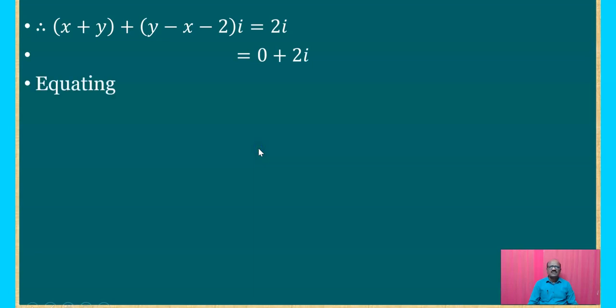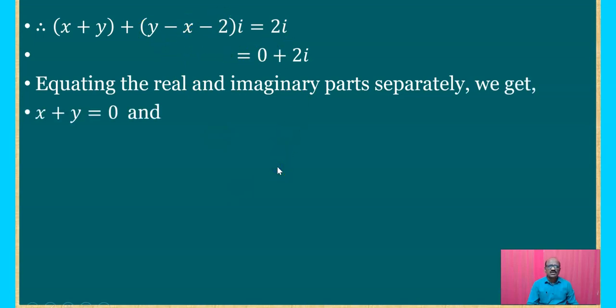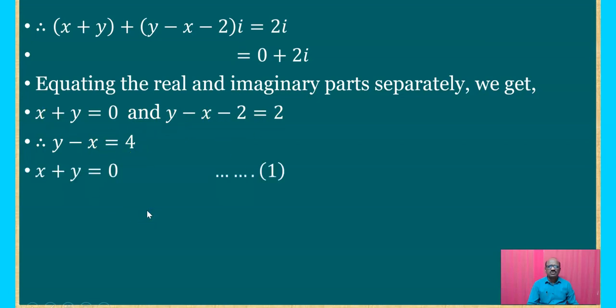Again equate the real and imaginary parts. x plus y is equal to 0 and y minus x minus 2 is equal to 2. What's here? y minus x is equal to 4. Next is x plus y is equal to 4.